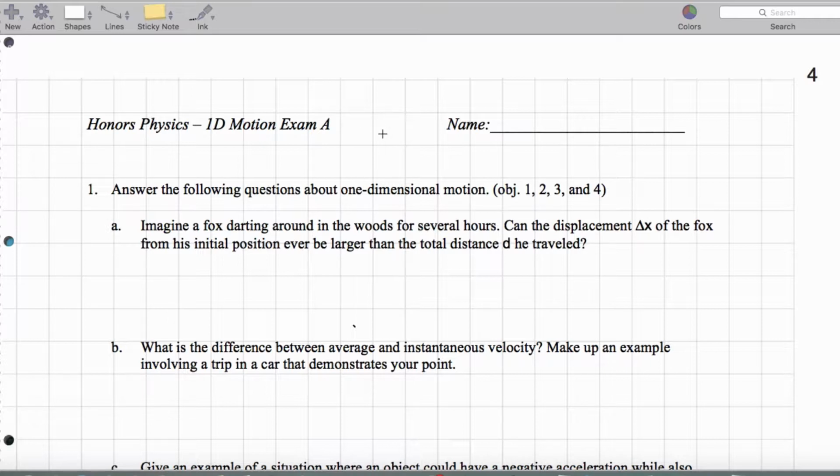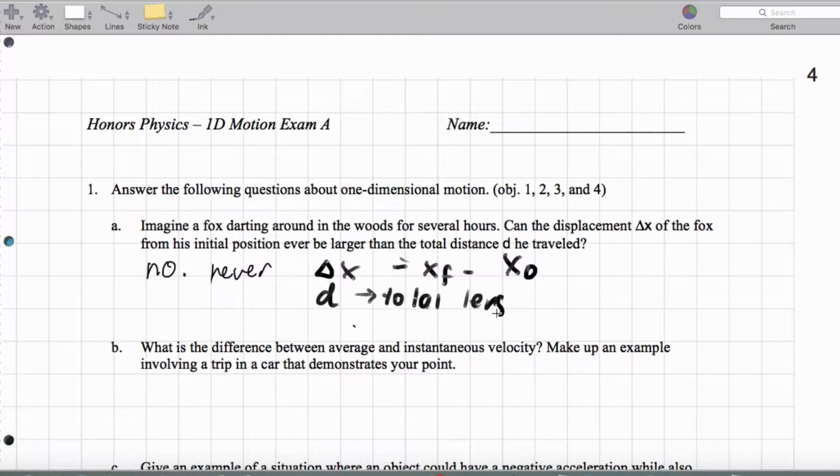So imagine a fox darting around in the woods for several hours. Can the displacement ever be larger than the total distance traveled? The answer is no, never. Delta x is, again, x final minus x initial, whereas distance is the total length traveled. So as it turns out, delta x, the displacement, is always less than or equal to the distance.